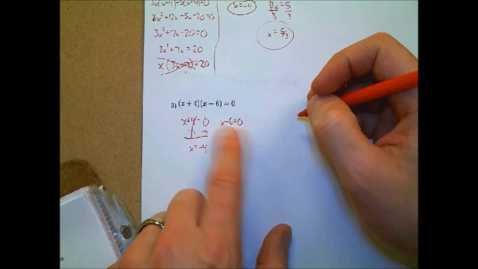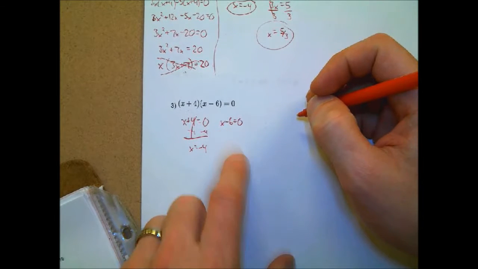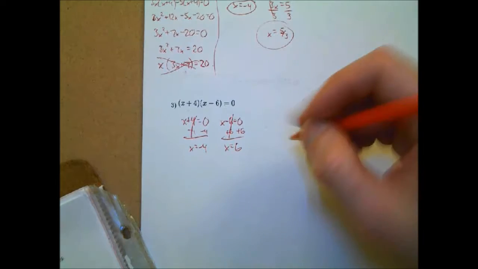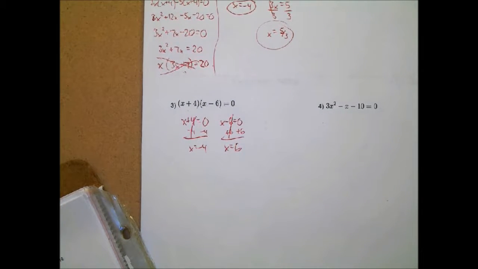Great job there. Matt S., if we want to solve this one for x, what do we do to both sides? You would add 6 to both sides. You got it. x equals 6. So what are our solutions here? What are our solutions? -4 and 6. 2 solutions.